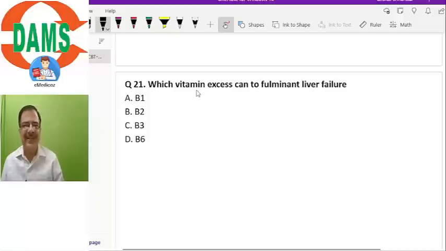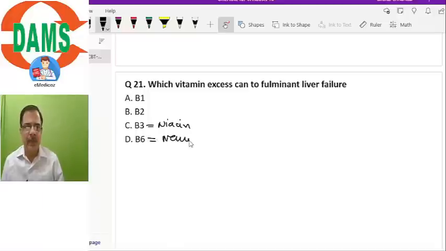21. Which vitamin excess can lead to liver failure? So the answer is niacin, that causes a fulminant hepatic failure. Excess of B6 causes neuropathy. B1 and B2 excess toxicities are not known yet.